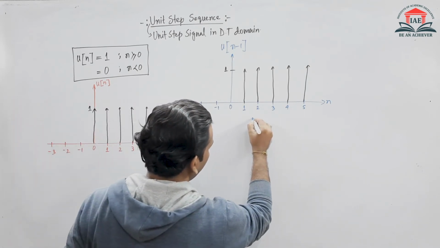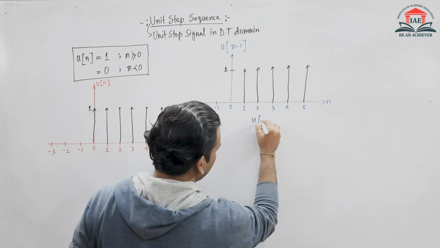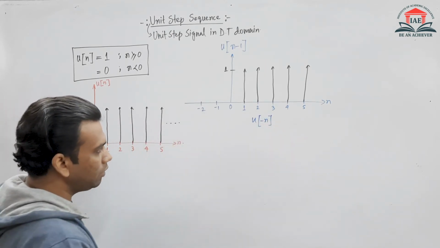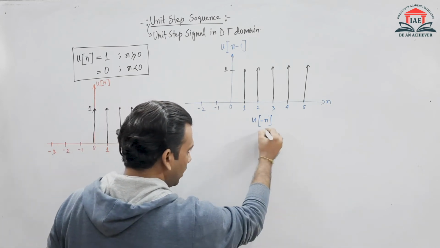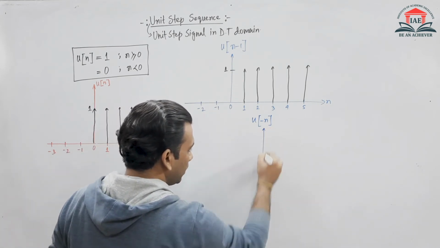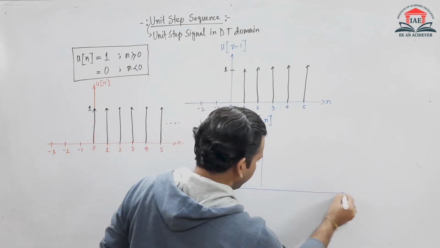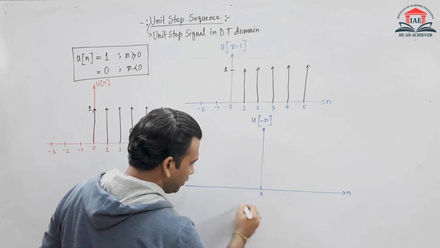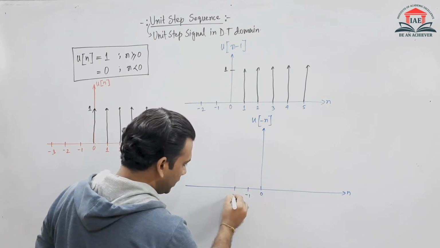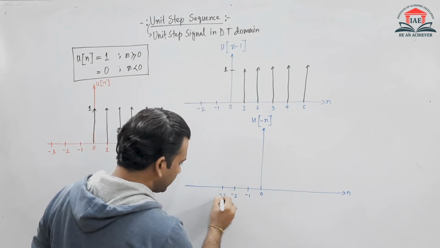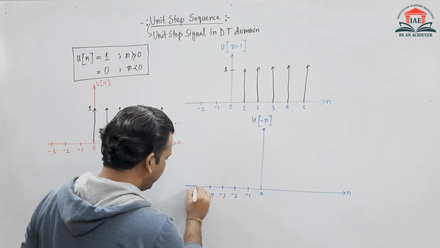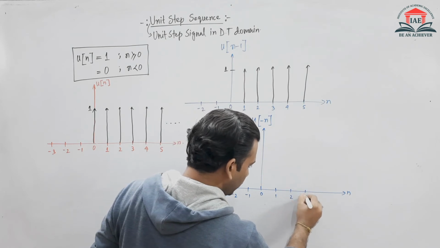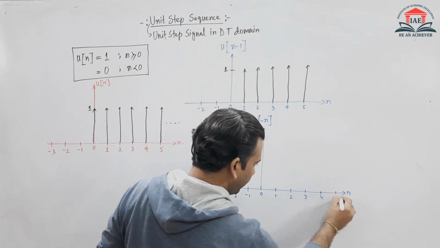Suppose we want to see what will be the graphical representation of u of -n. u of -n means time reversal. So for that purpose let us draw the graph. So this will be my n, here my 0, this is -1, this is -2, this is -3, this is -4, this is -5. Similarly here 1, 2, 3, 4, 5 will be there.